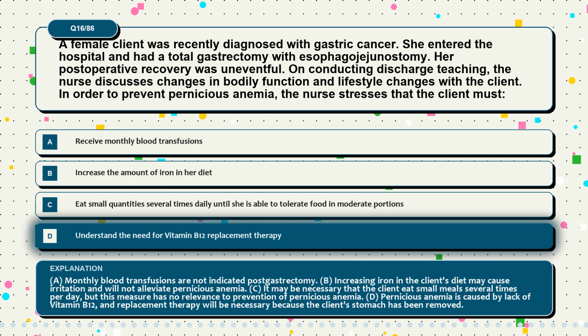A. Monthly blood transfusions are not indicated post-gastrectomy. B. Increasing iron in the client's diet may cause irritation and will not alleviate pernicious anemia. C. It may be necessary that the client eat small meals several times per day, but this measure has no relevance to prevention of pernicious anemia. D. Pernicious anemia is caused by lack of vitamin B12, and replacement therapy will be necessary because the client's stomach has been removed.